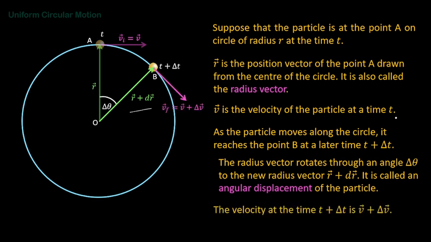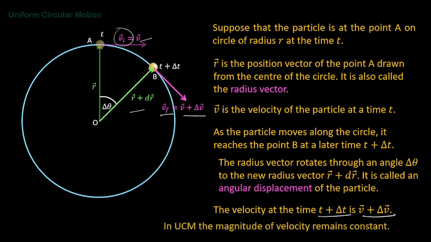The velocity at the time t plus delta t is v bar plus delta v bar, which we have denoted as the final velocity, and this velocity v bar is the initial velocity. In uniform circular motion, the magnitude of velocity remains constant, meaning the initial velocity and final velocity both have equal magnitudes. We should write these velocity vector symbols between two vertical lines because that is the way we represent magnitude.